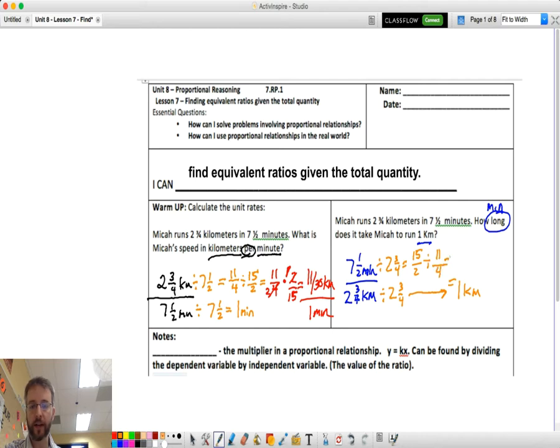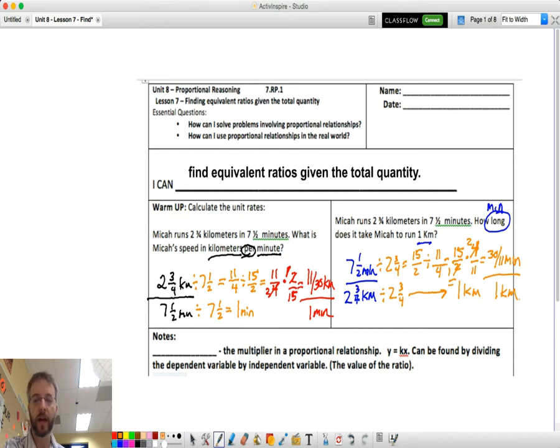But I know that I'm going to have to keep, change, flip. So I'm going to keep the first fraction the same, and then I'm going to flip the second fraction, so that becomes 4/11, which I can see 4 and 2 again cancel each other. This one becomes a 1, that becomes a 2. So I'm left with 30/11ths of a minute over 1 kilometer.